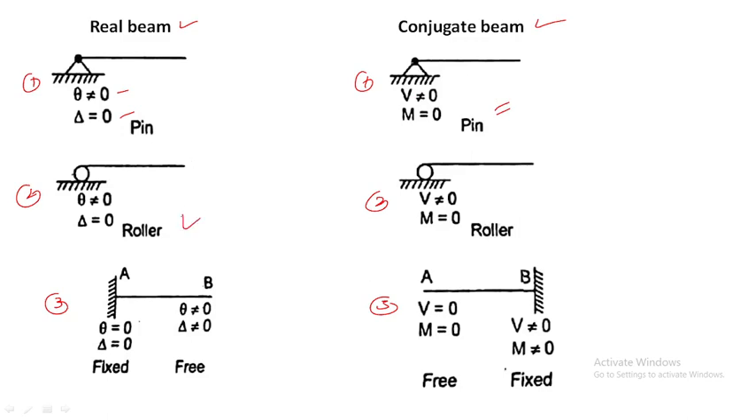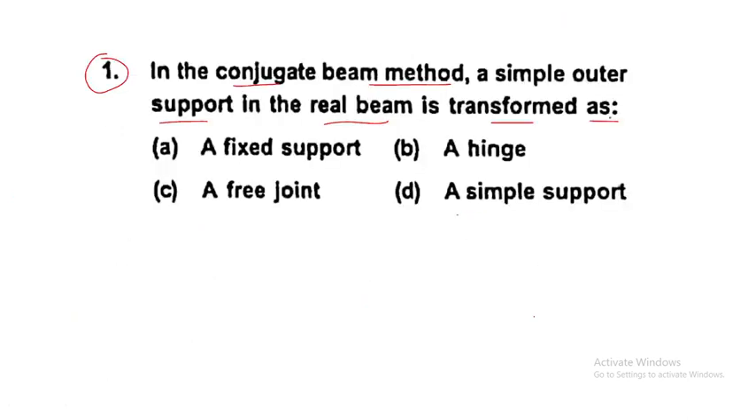Now the same for the roller joint also. Here deflection is 0 and the slope is not 0, but in the conjugate beam moment is 0 for the roller support. For a fixed one, theta at point B is 0 and delta is 0 in the real beam, but in the conjugate beam it is 0 at the free end, and at the support it is not 0. So this is a major difference when we want to solve the problem using the conjugate beam method.